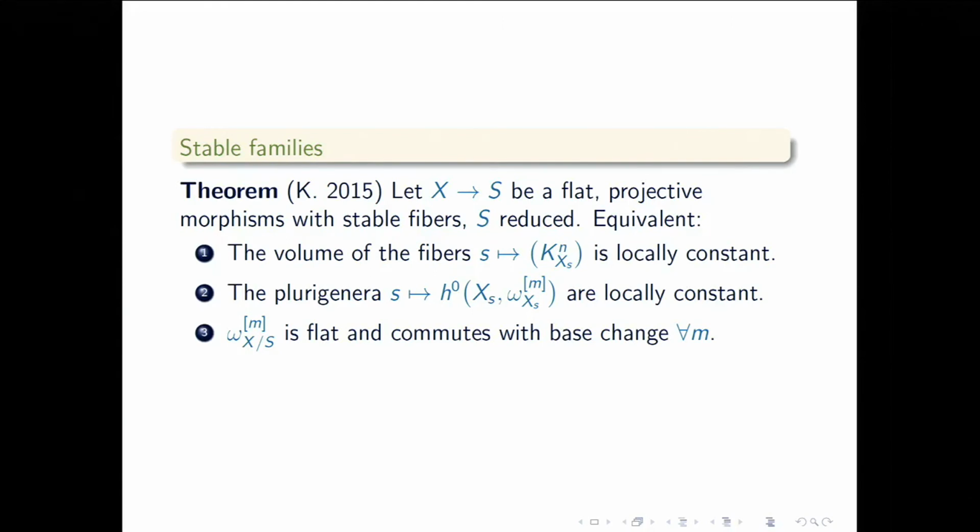And now, in some sense, this is the real winner because this is a completely local condition: if you look at the relative dualizing sheaf and its m-th power, then it's flat and commutes with base change. Now you see, this is a condition that makes perfect sense over an arbitrary base. So that means that this will be our defining condition: if we have, over an arbitrary base, a flat projective morphism with stable fibers, then this is a stable family if and only if this condition holds.